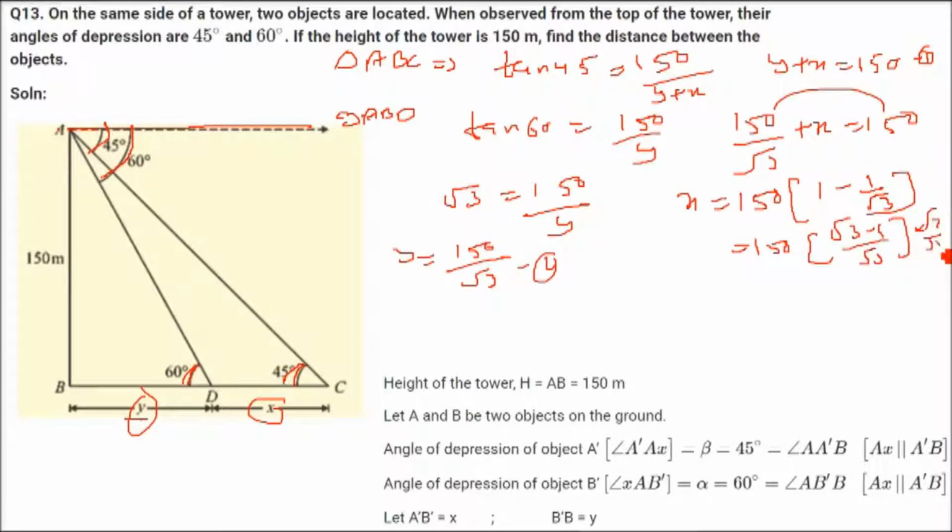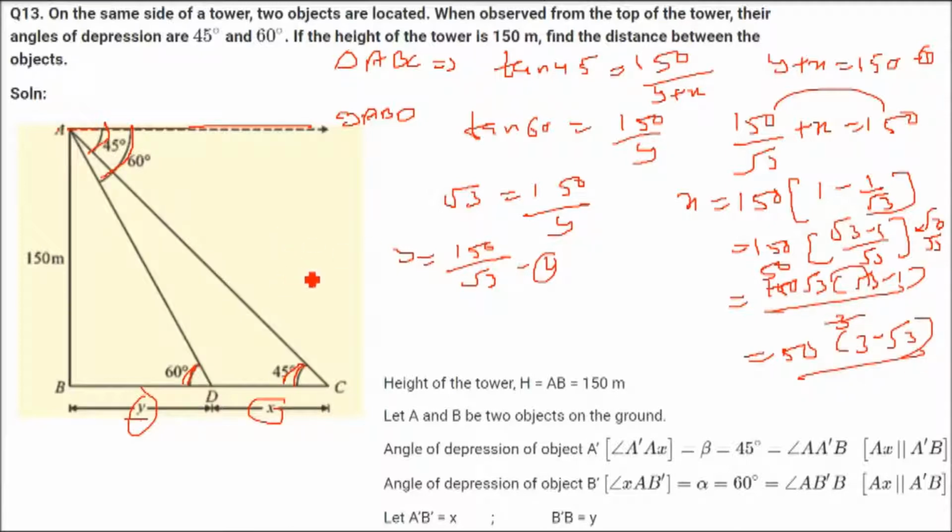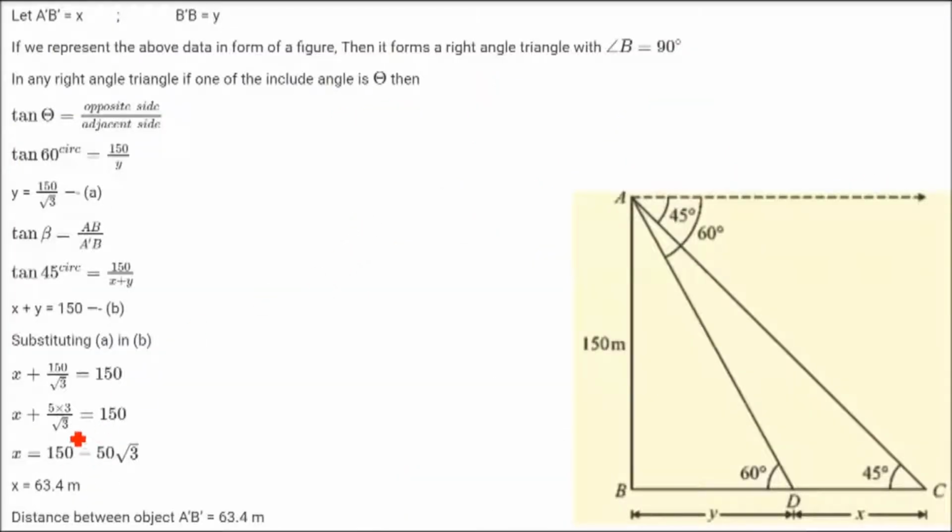Multiply root 3 in the numerator and denominator just to eliminate this. So what do we get? 150 into (root 3 minus 1) by root 3, that is 3 in the denominator. So 3 fives are 15, so you get 50. Take root 3 inside. Root 3 into root 3 is 3, and this is minus root 3. So 50 times (3 minus root 3) is your distance between these 2 points. And you can, as I said, put the value also and find out the decimal form. 1.732 you can use in place of root 3.